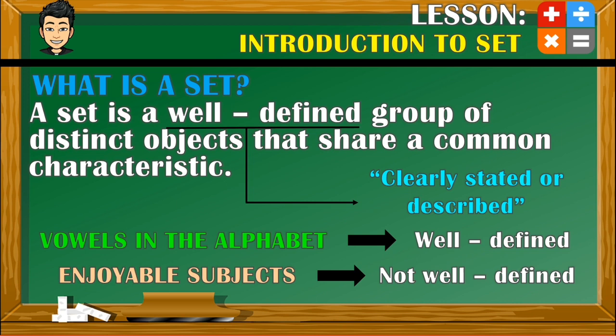Because if we write the elements of the vowels in the alphabet, we will surely have the same answers. We have A, E, I, O, and U. Therefore, it is a set. On the other hand, if we try to list down the elements of the second group, our answers will vary. I may write math as one of the enjoyable subjects, but it may not be the case for you. This is where we will be having different elements. That is why the second group is not well defined. And so, it is not considered a set.